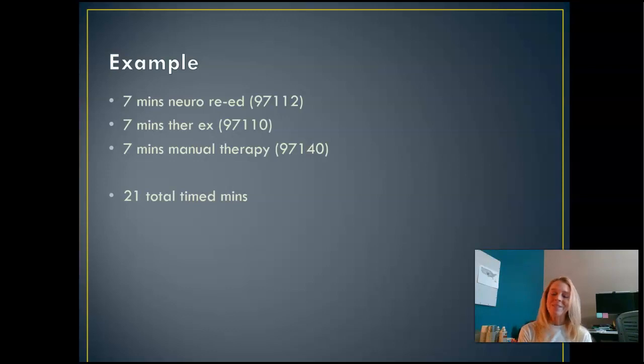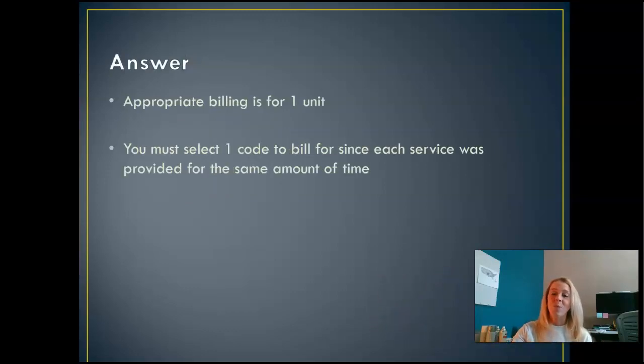Here's a fun one. So with 7 minutes of neuro-re-ed, 7 minutes of Therax, and 7 minutes of manual therapy. So that gives us 21 minutes of therapy. 21 means 1 unit. We did 3 different things. We did them all for the same amount of time, 7 minutes. So the answer to this one is to bill for 1 unit and to just pick one because you did them all for the same amount of time.